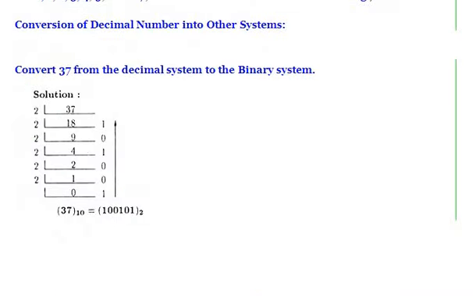Conversion of decimal number to other systems. You want to convert 32 decimal, that is your base 10, to base 2. Divide by 2, 18 is 36, remainder 1. Keep on dividing the number until the number is not divisible by 2. So whatever the remainders, you take it from bottom to up. So it is 100101 base 2.